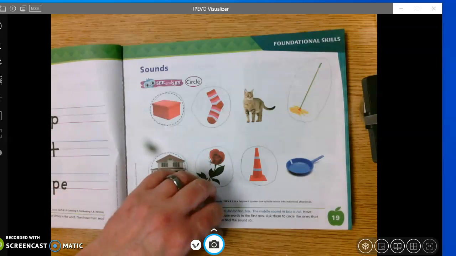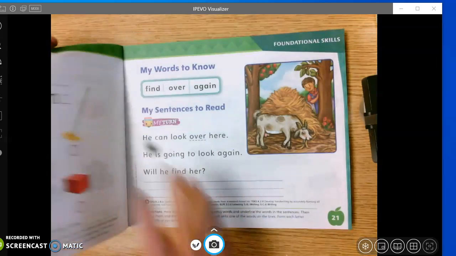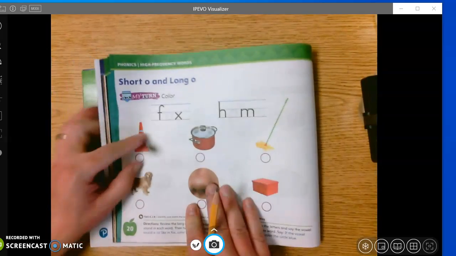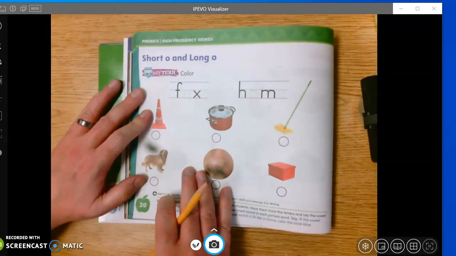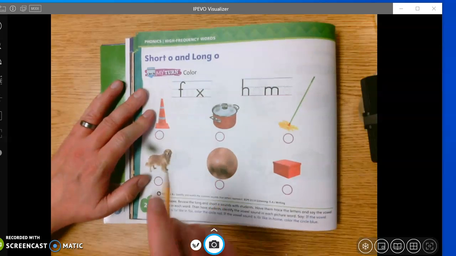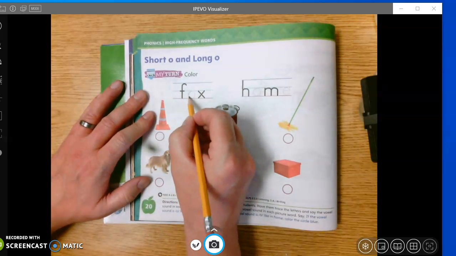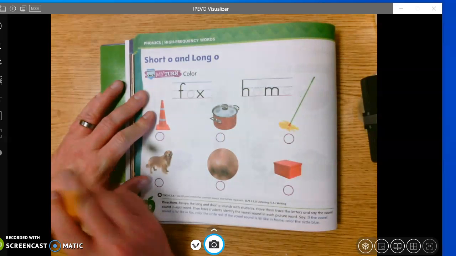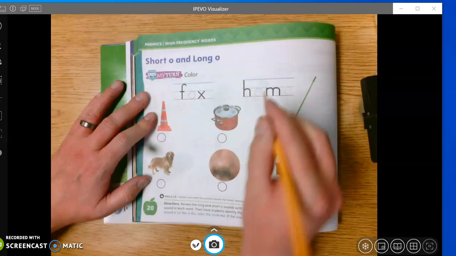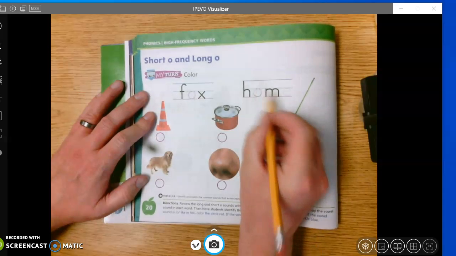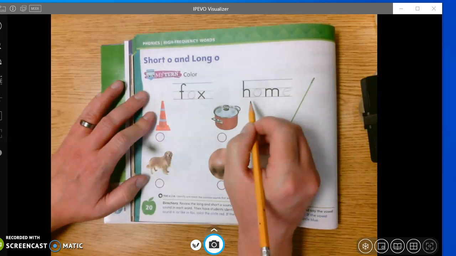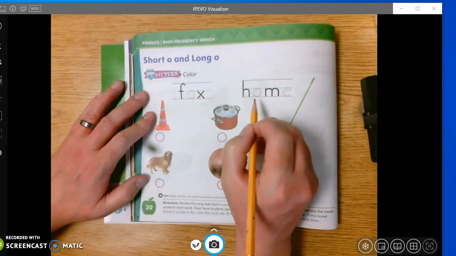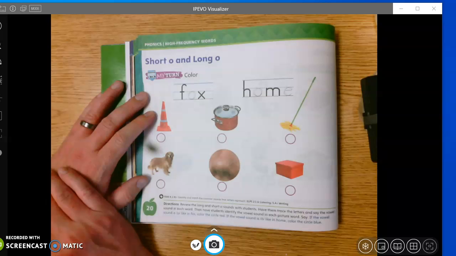All right. Now that we're done with this page, let's turn the page to page 20. We're talking about long and short O still. And we are tracing that O. Ox. That is the short O sound. And then this O and this E. Home. Oh, that is the long O sound.